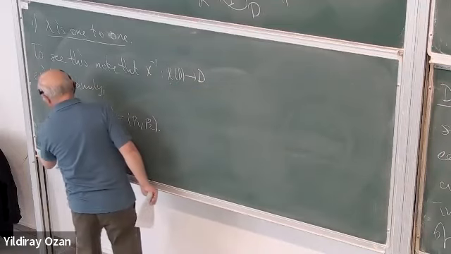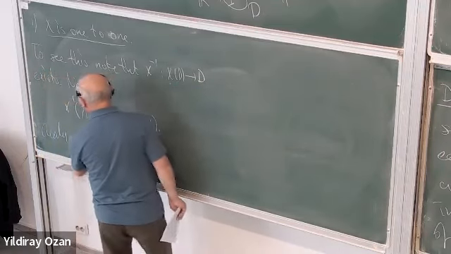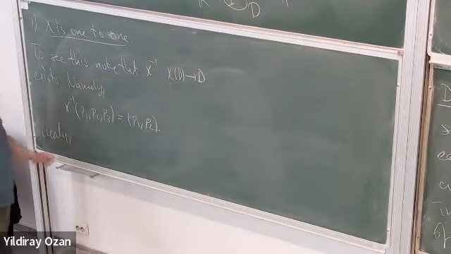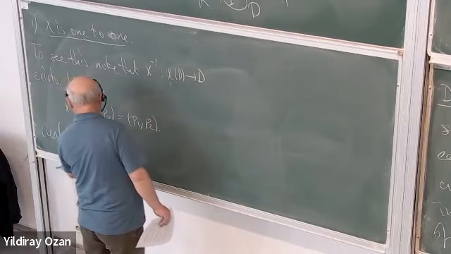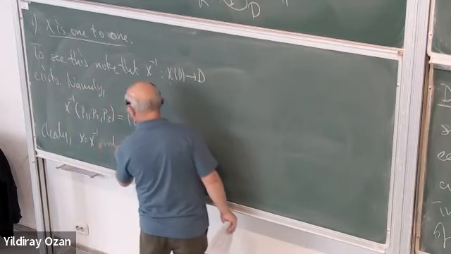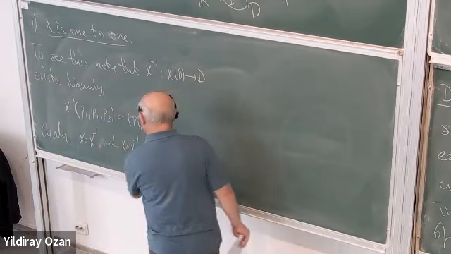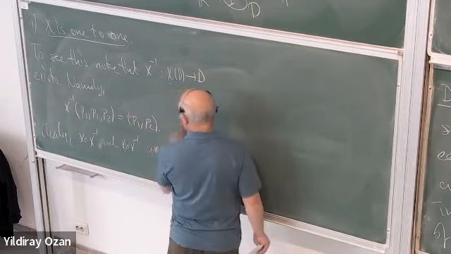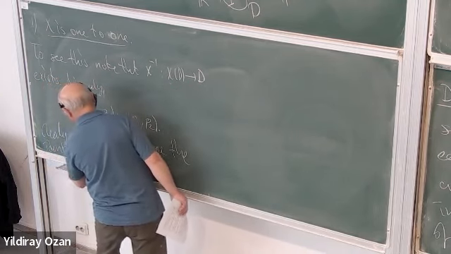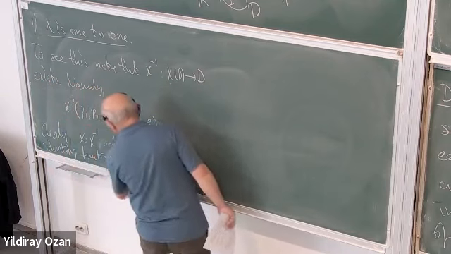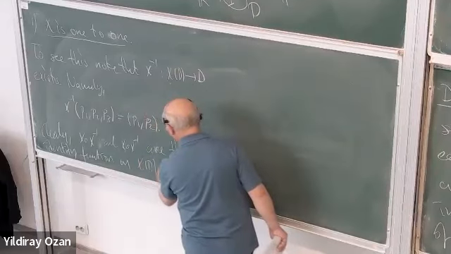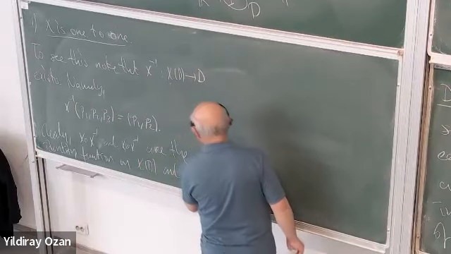Clearly, these two functions are inverses of each other. Okay, so this one and this one are the identity functions, defined on X of D and D respectively.